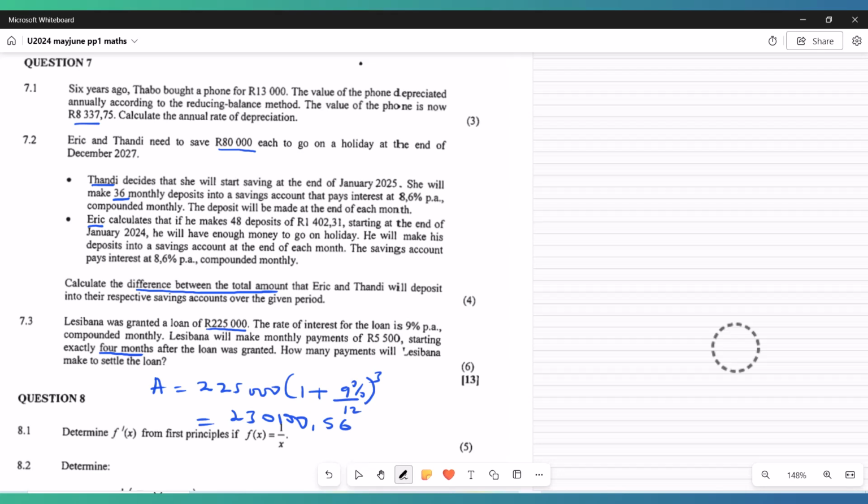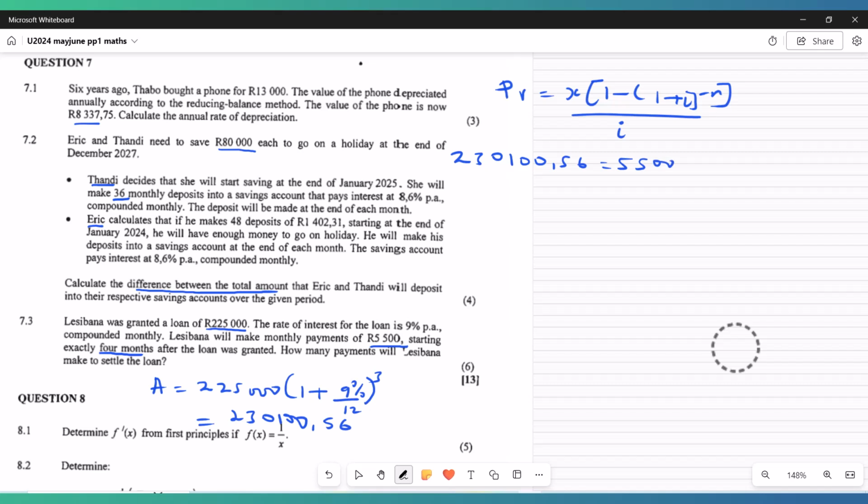The question says how many payments will he make? We know the monthly payment is this much, that's 5,500. So now the PV formula says that PV equals X, open brackets, 1 minus (1 plus i) to the power negative n, then divided by i. We know the new loan now, that is 230,100.56, we know the X, that's 5,500.